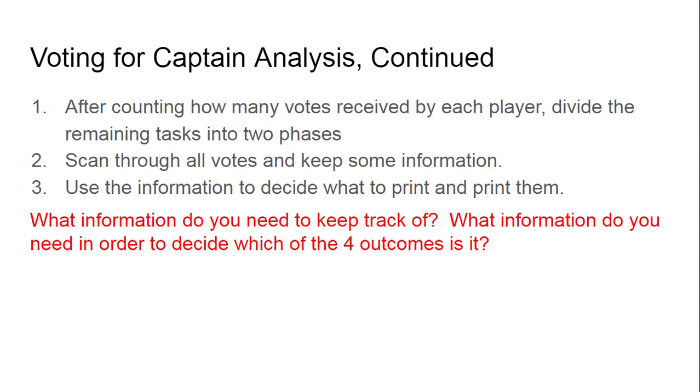The first one is we scan through all the votes, and we keep track of some information from this scanning. And then the last phase is we're going to decide which of the four outcomes it is, so what to print, and then print that information. So the last phase's goal is to print the information. And the second phase is to collect enough information so that we know which of the four outcomes it is. The question is what information should we keep track of?